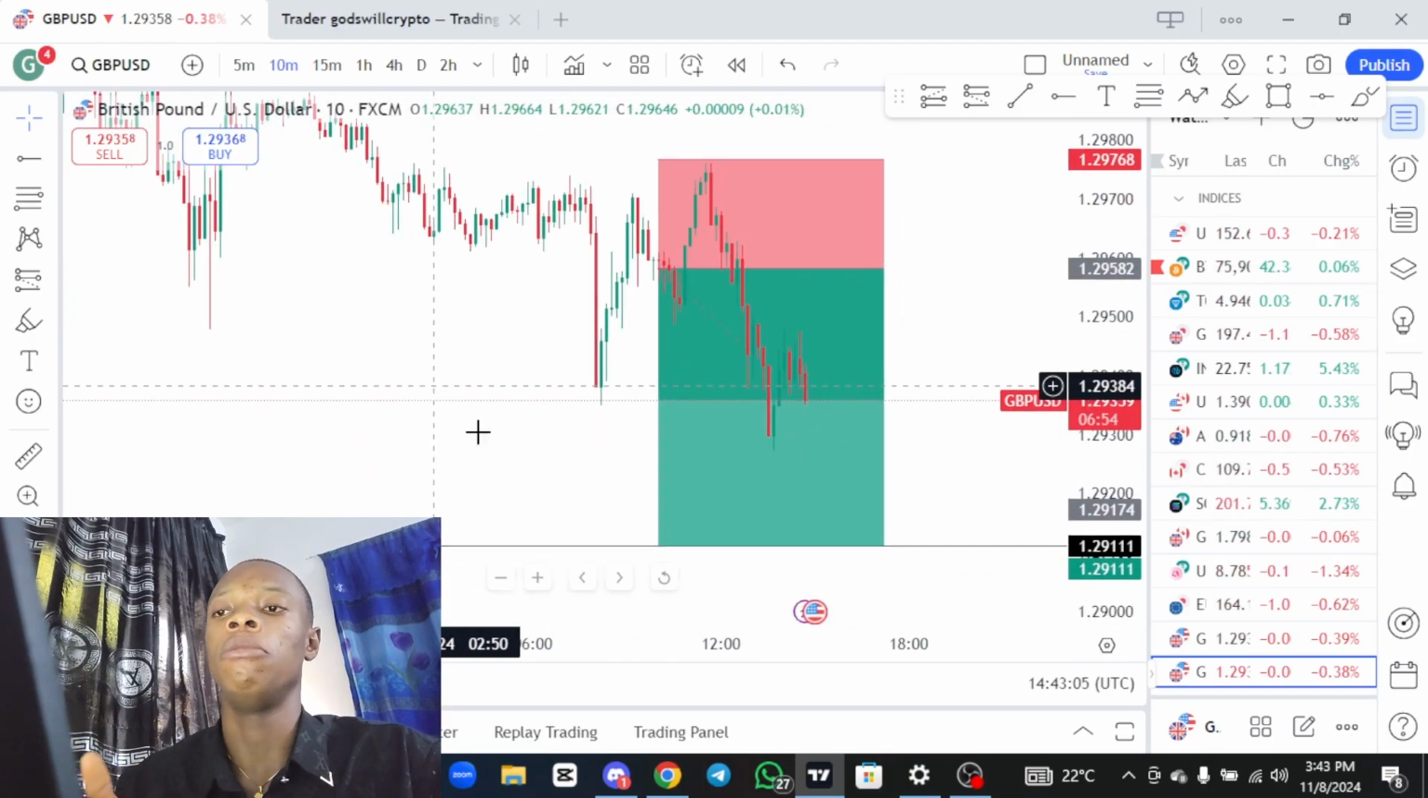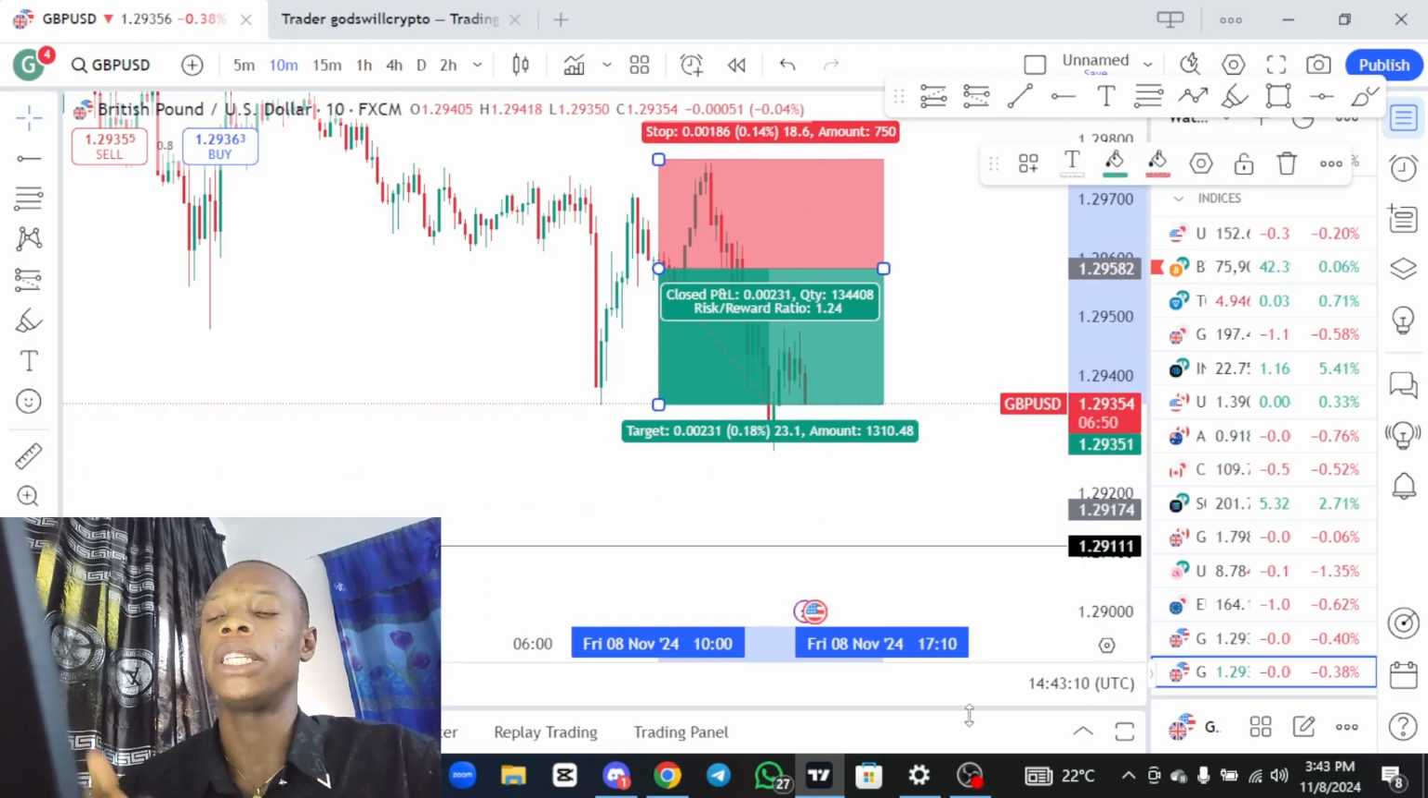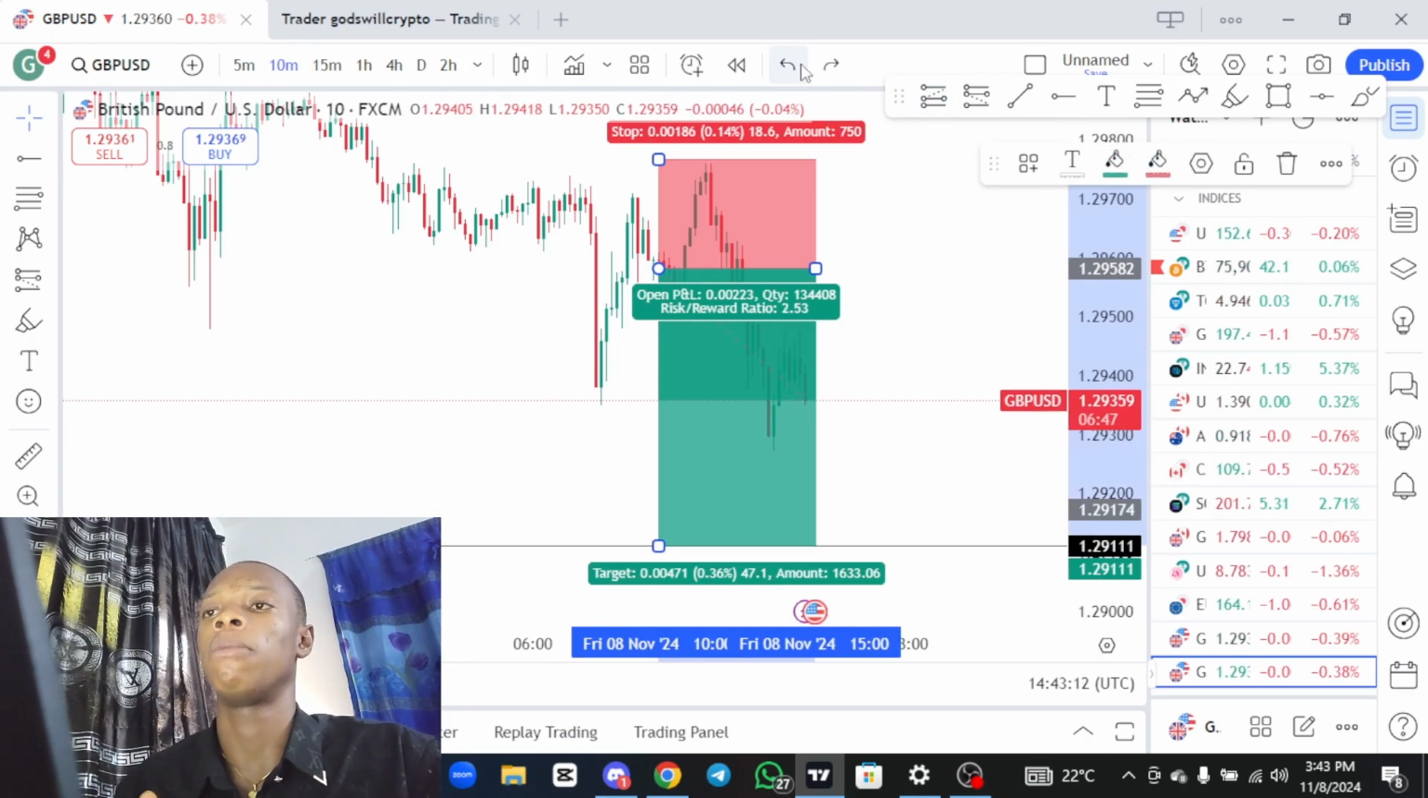This is the trade we are on, GBP. We are currently up about 23 pips.